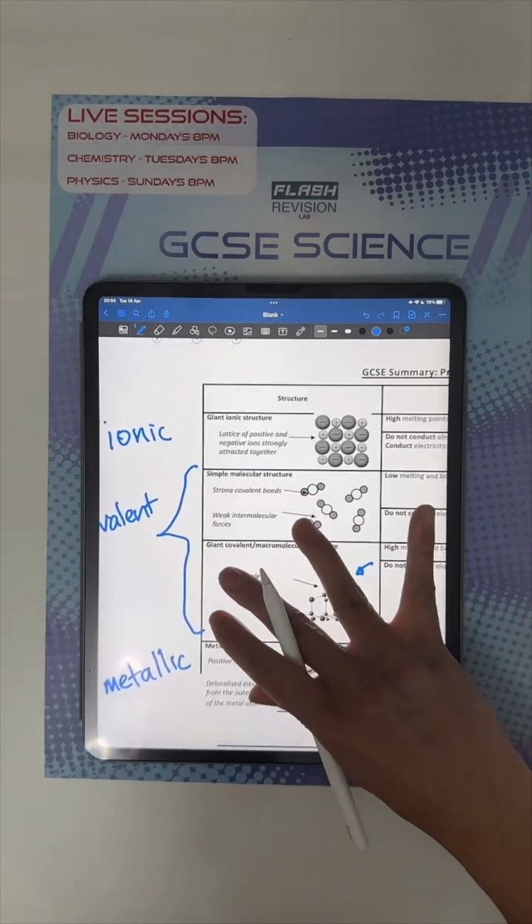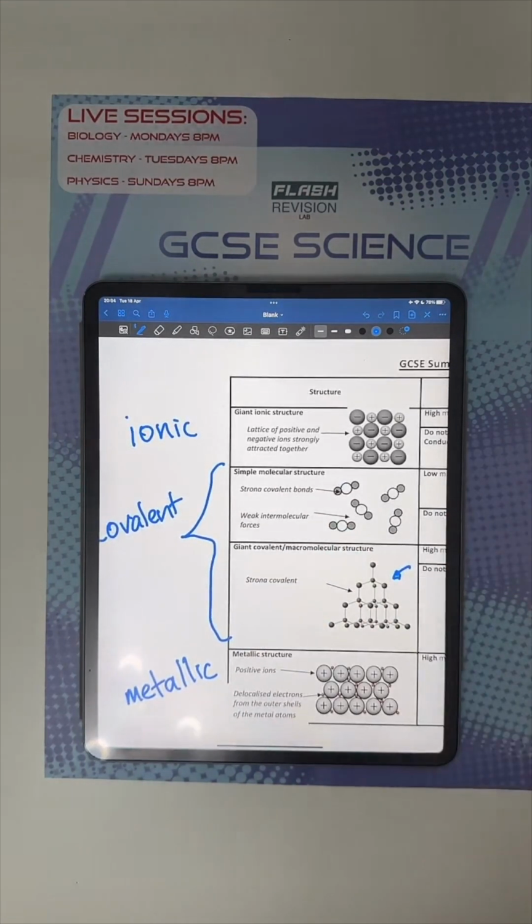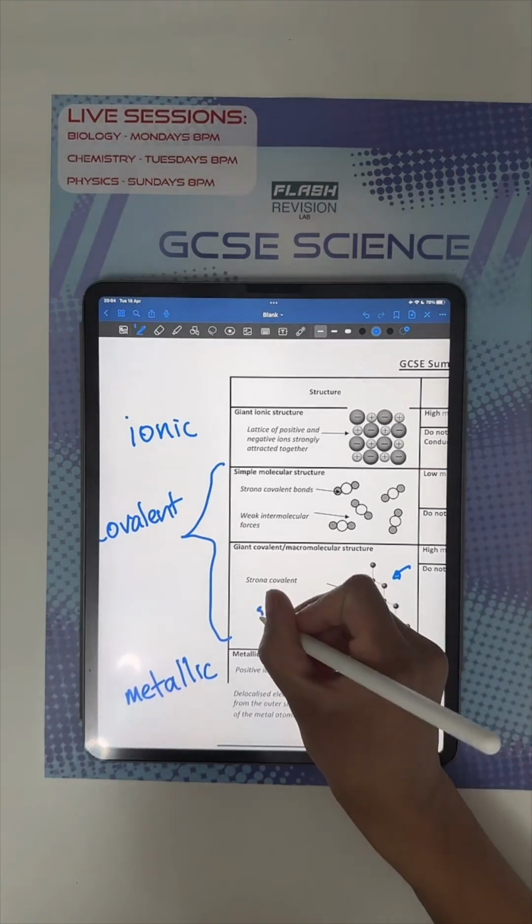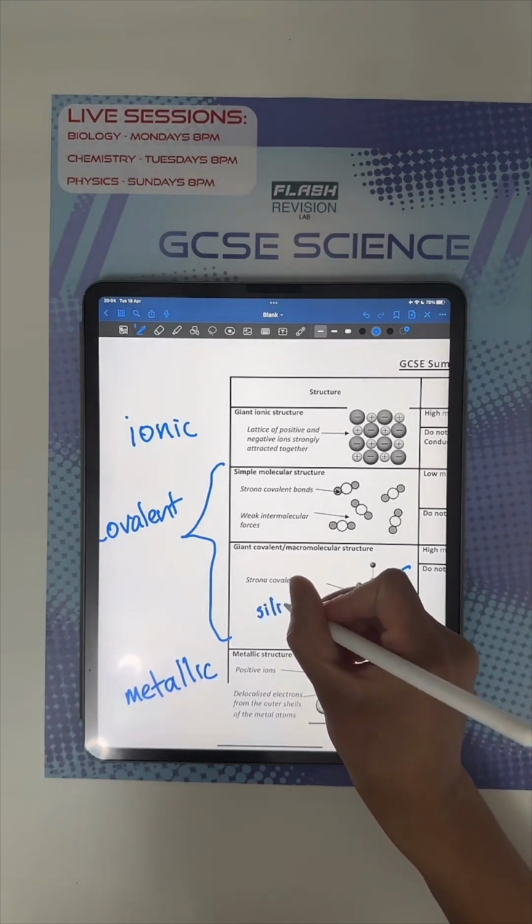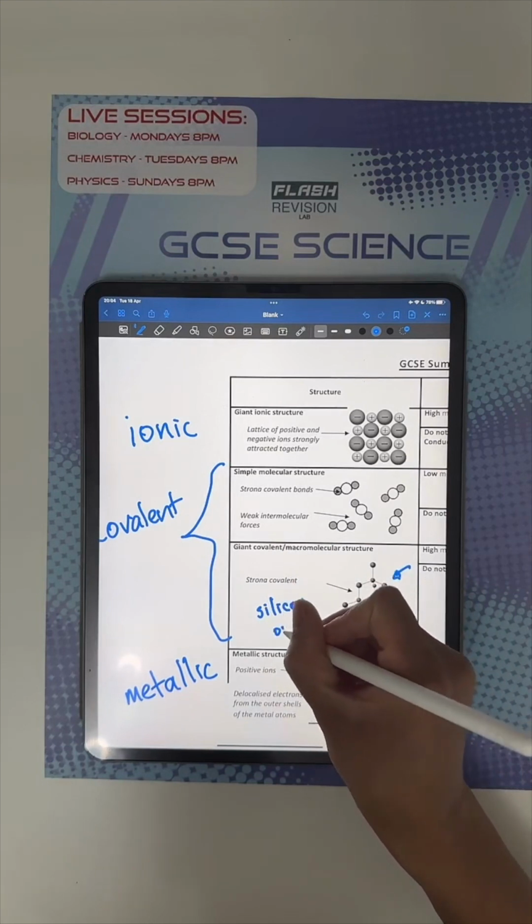Can I make it bigger? Yes, I'll zoom into just this section. Does anyone know what this is? Diamond, exactly. It's diamond. It can also be silicon as well. So keep that in mind. It can be silicon or diamond.